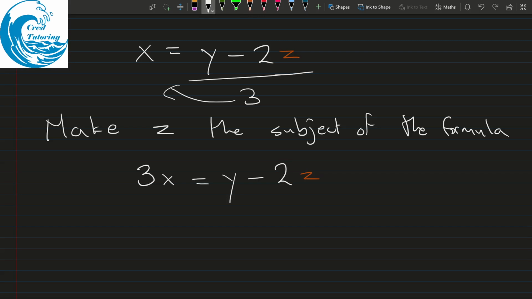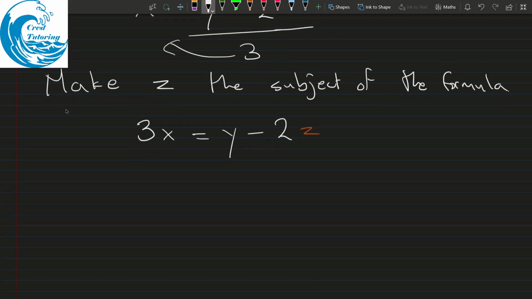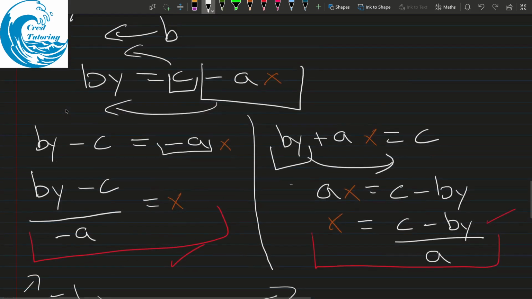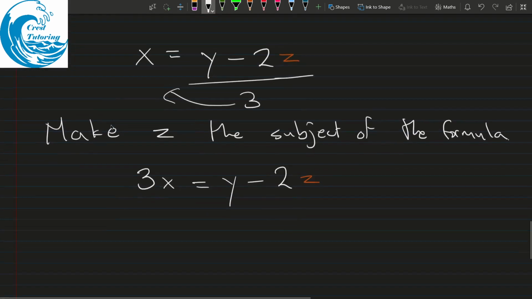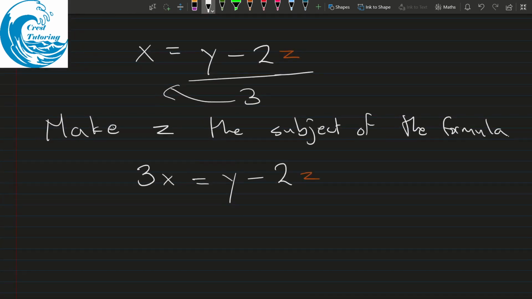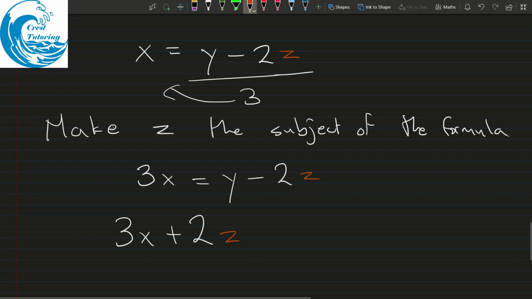Okay, so the way I'm going to do this one is I'm going to bring across the minus 2. Either way is fine. So up here, we had both ways, they're both correct. But for yourself, it's probably a little bit easier to get rid of the minus off of the subject as early as you possibly can. So for that reason, I bring across the minus 2z. So then we have 3x plus 2z equals y.